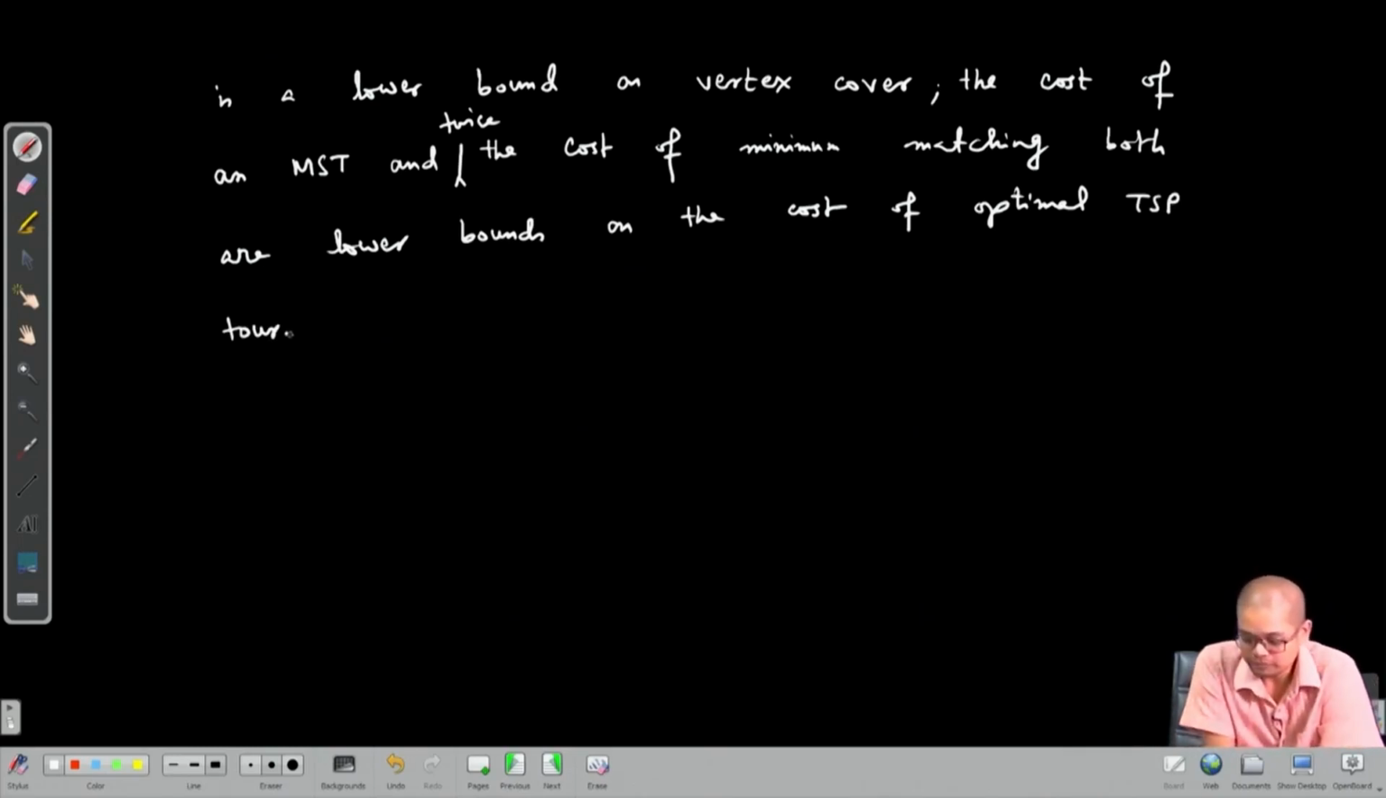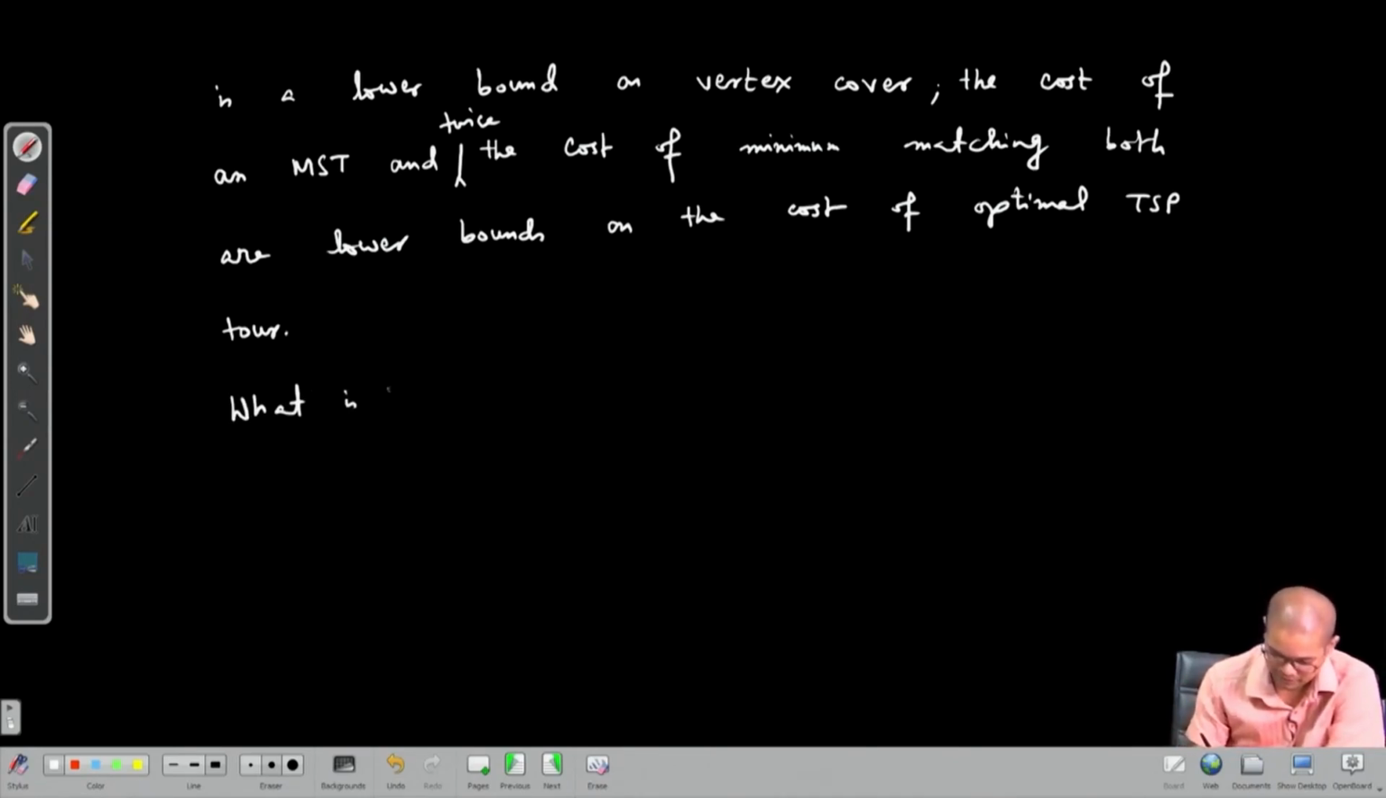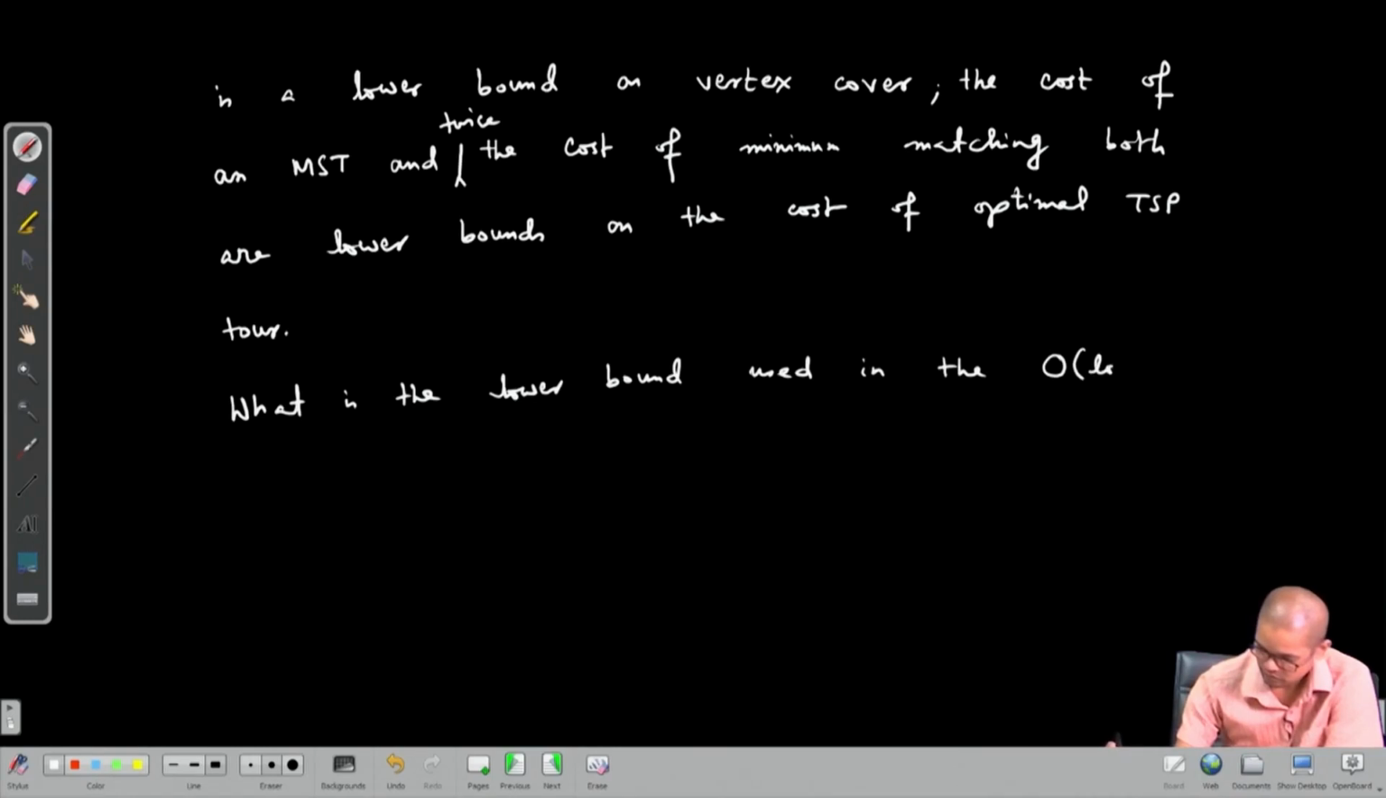Okay, good. But what is the lower bound for set cover, using which we have derived that big O of log n factor approximation algorithm? What is the lower bound used in the big O of log n factor approximation algorithm for set cover?